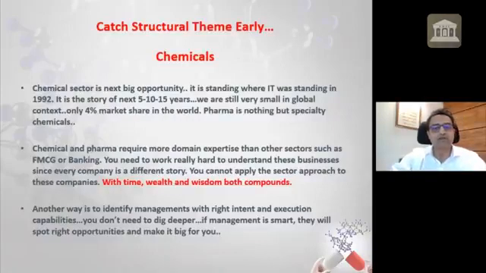So the chemical sector is one such big opportunity, I feel. It is standing where IT was standing in 1992, and we'll see the analogy afterwards. We are very small in the global context. Now, pharma is nothing but a specialty chemical. It's basically a part of specialty chemicals, because a lot of drugs are chemical drugs right now. Obviously, there are biological drugs coming now, but till now it's more of a chemical drug.